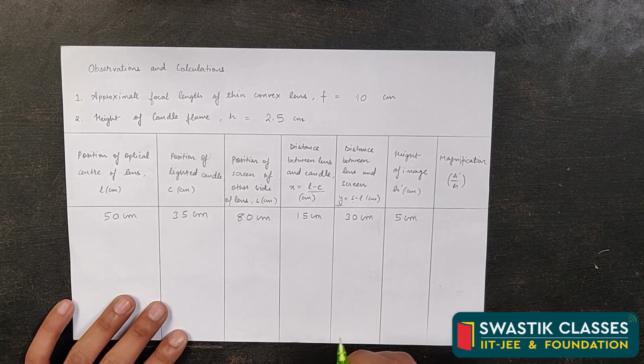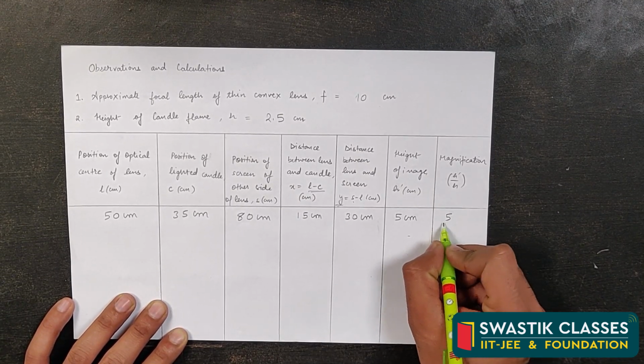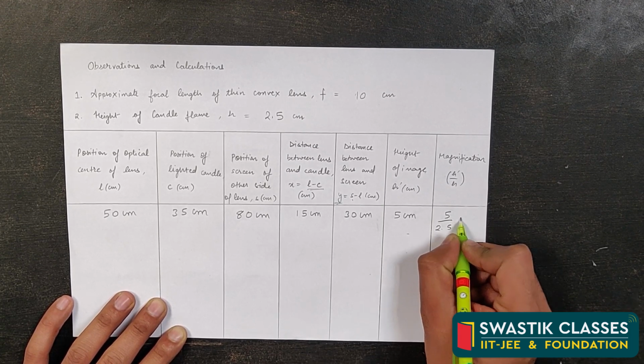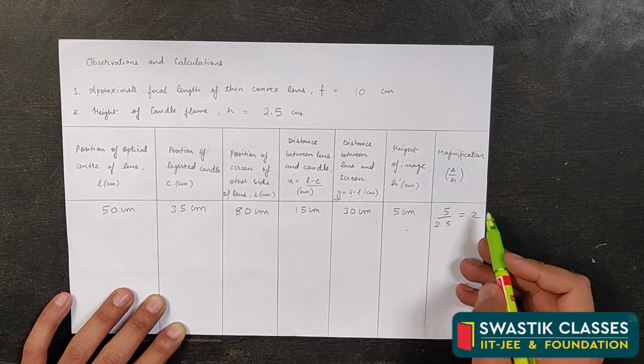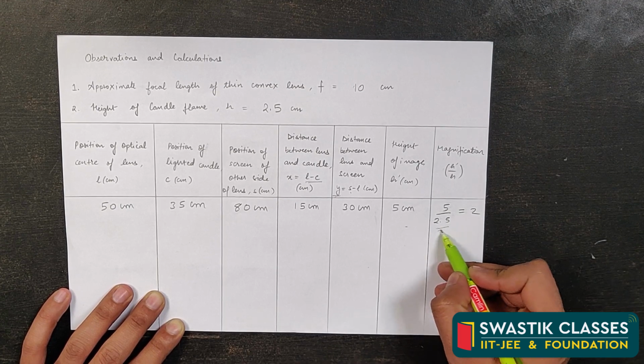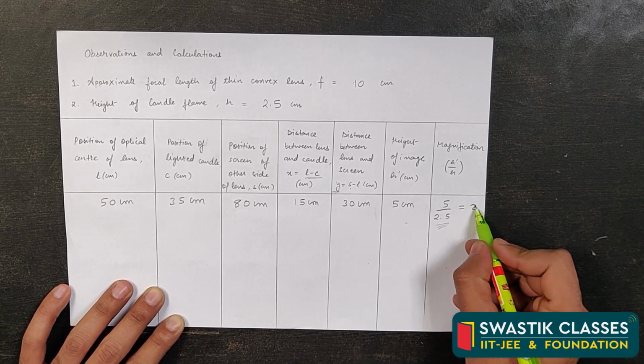The magnification we are getting is 5 upon 2.5, which is 2. Basically this is height of image upon height of object. So this is 2.